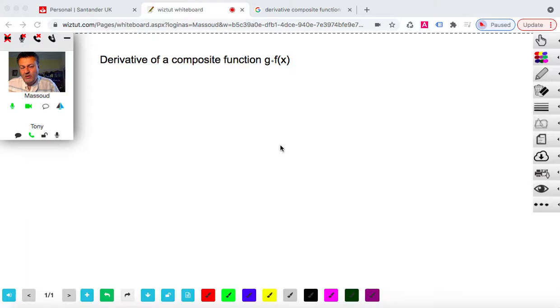Now, the question was, how do we find differentiation or derivative of a composite function? How do we differentiate a composite function? The way I've demonstrated it here is a very common way of demonstrating it. So it is g of f(x). Basically, it means that whatever the function g is, we will substitute f(x) into it.